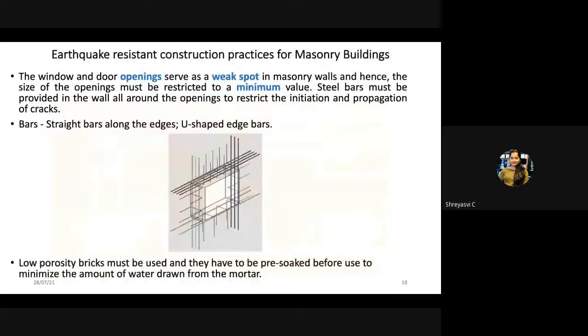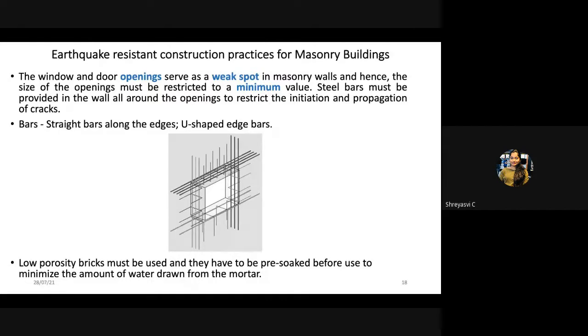First, because we have a majority of masonry type of buildings in India, I would be more inclined towards discussing the improvements that we can make to masonry buildings for ensuring a better earthquake resistance. In previous earthquake experiences, and I'm sure you have seen it in an earlier presentation, the weak spot in a masonry building will always be the wall between two openings, that is the wall between the door and the window opening. Usually they serve as a weak spot, and that is where the wall collapses first, and then it leads to damage to the other parts of the building.